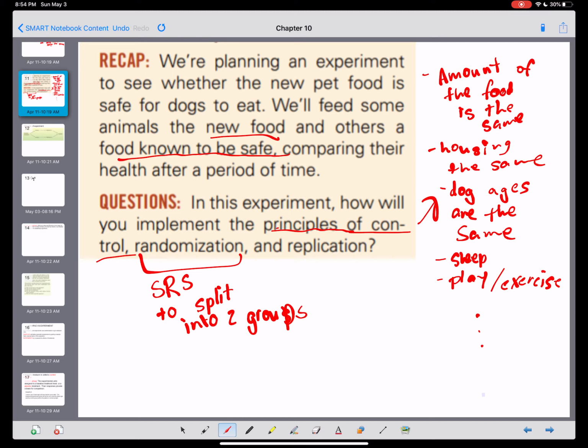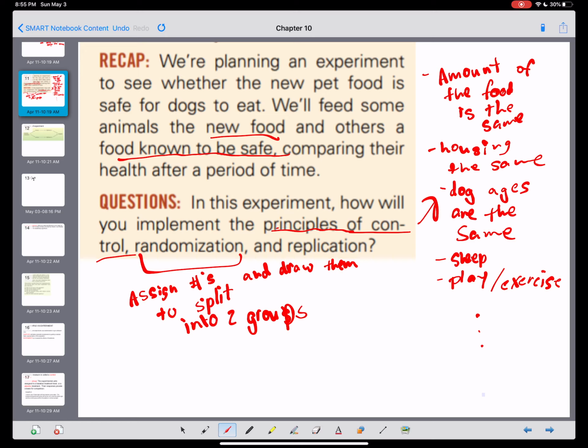So I'm just saying using an SRS, assign numbers, and draw them to split into two groups, right? And you can do anything you want as long as you're being random with it.